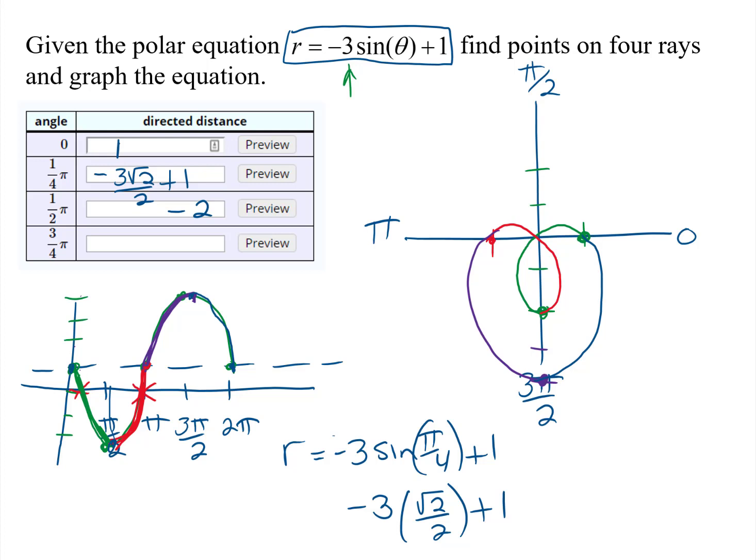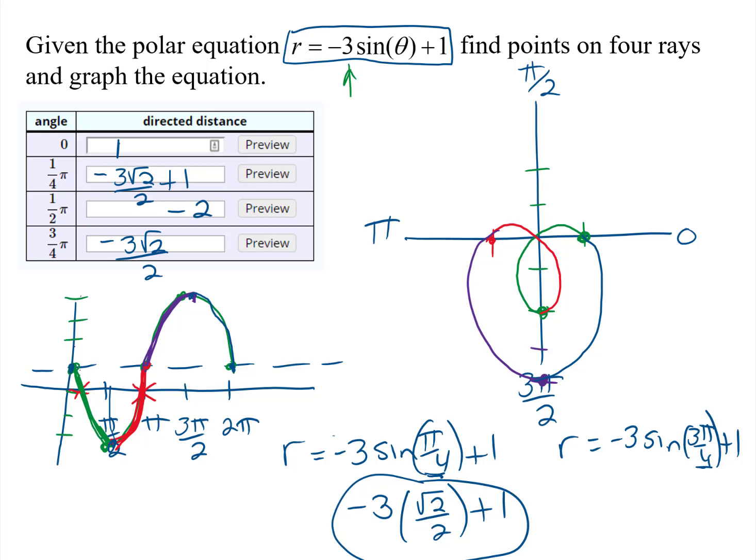And finally, at 3 pi fourths, I'm going to compute negative 3 sine of 3 pi fourths plus 1. Now, sine of 3 pi fourths is actually the same as sine of pi fourths, so it's going to be the same answer of negative 3 square roots of 2 over 2 plus 1.